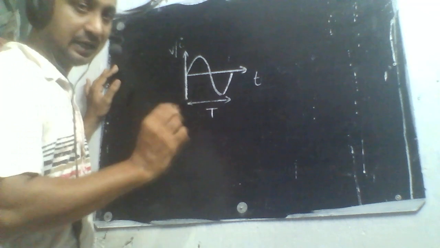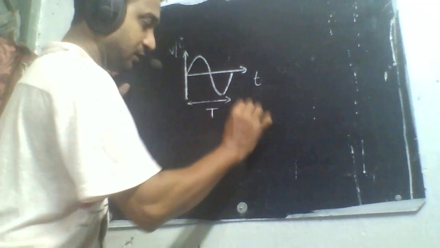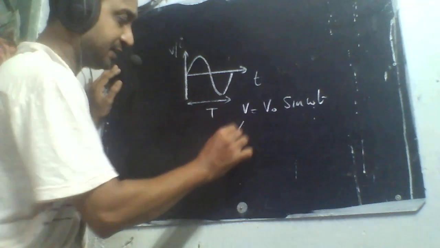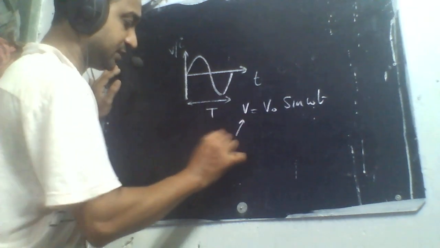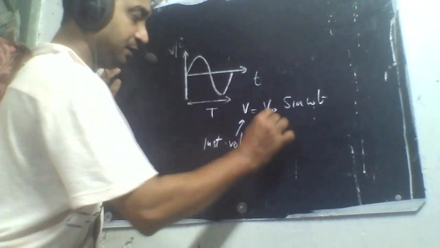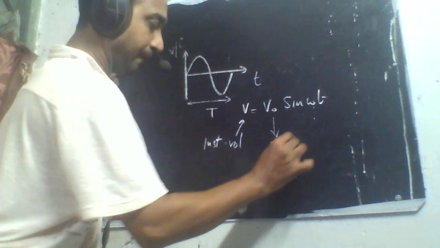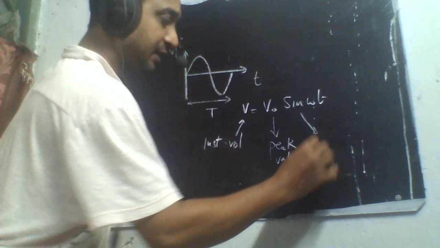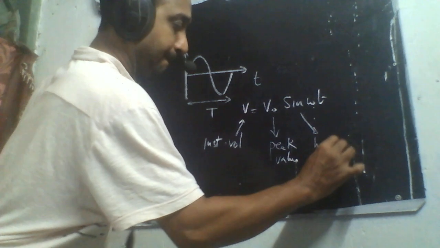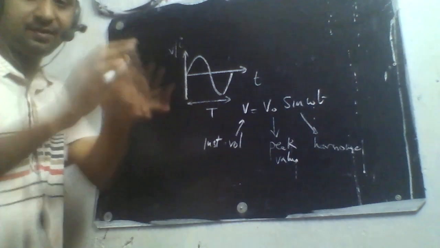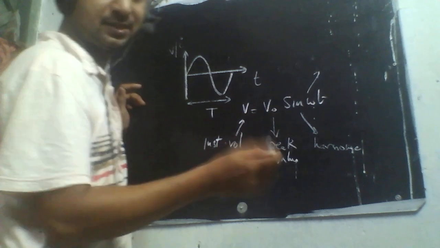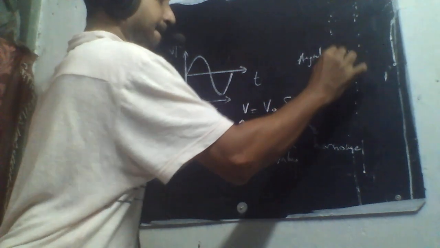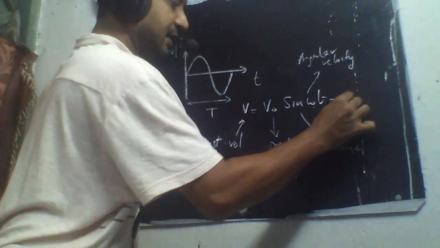So when you see an AC equation, it will be like this: V is equal to V0 sine omega t, where V is the instantaneous voltage, V0 is the peak value, sine shows that it is a harmonic function, meaning a periodically varying function, omega means its angular velocity, and t is the instantaneous time.